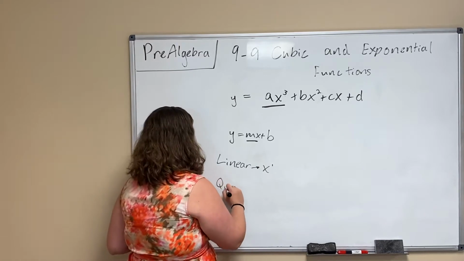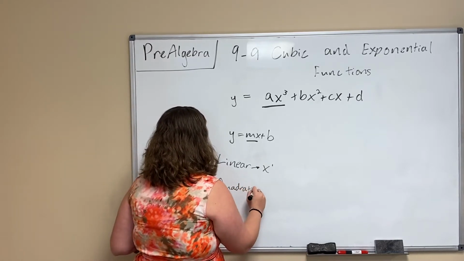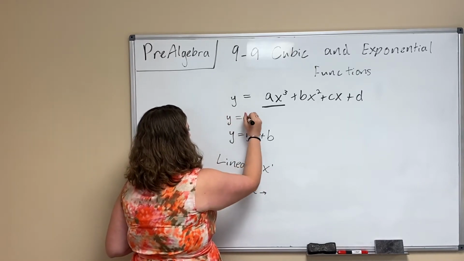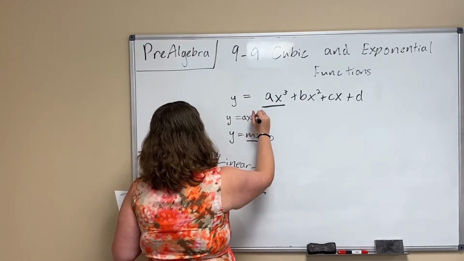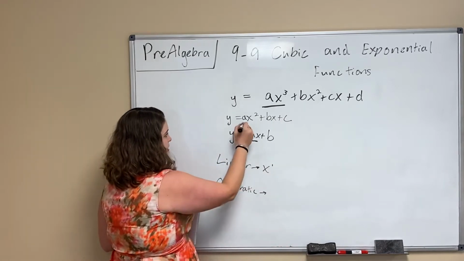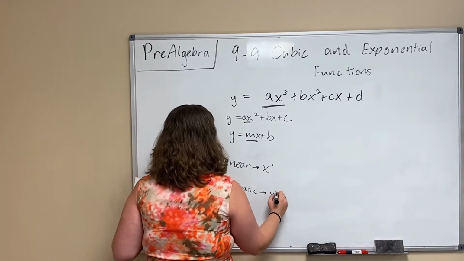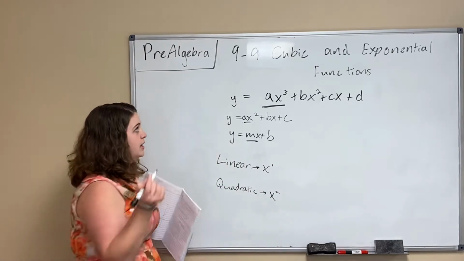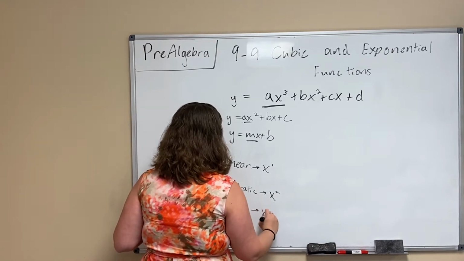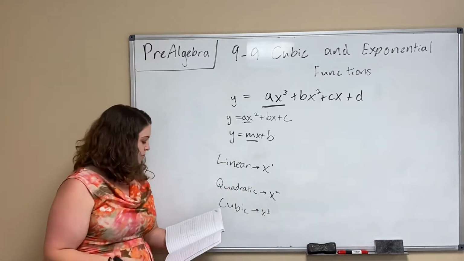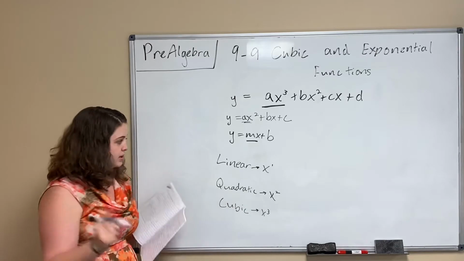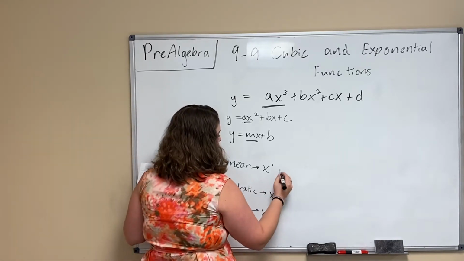With a quadratic, if you guys remember, quadratics look like this: y equals ax squared plus bx plus c. The highest in a quadratic is an x squared, and in a cubic function, we get x to the third. So each time we're adding, we had x to the first, then x to the second, then x to the third.